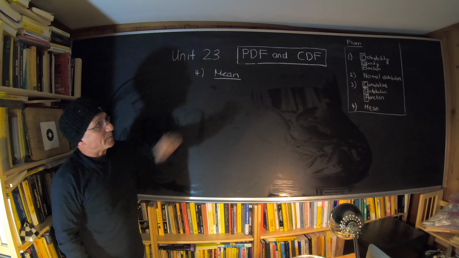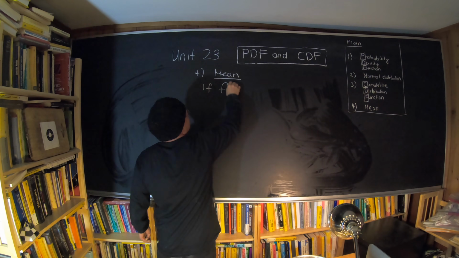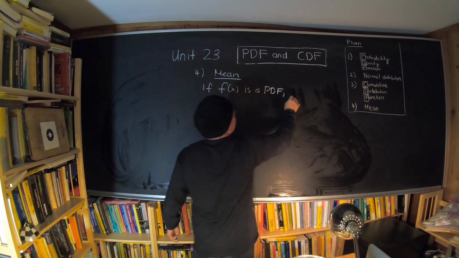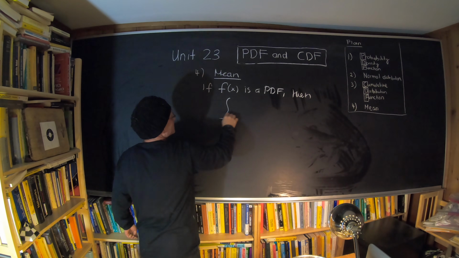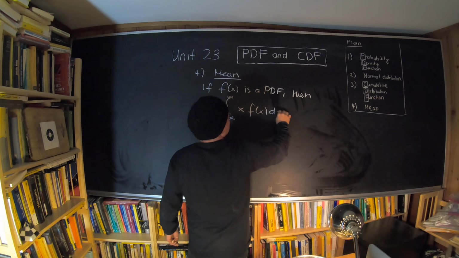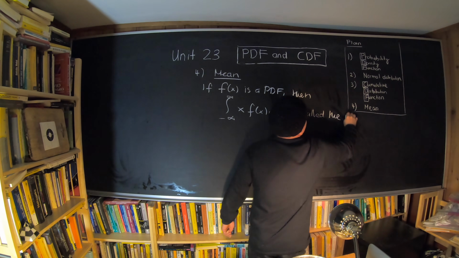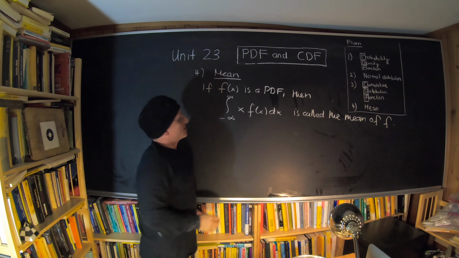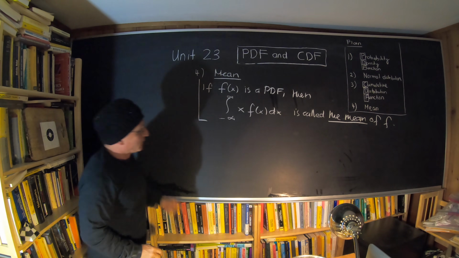So if a probability density function is given, a distribution is given, then we have an improper integral from minus infinity to infinity of x times f of x dx, which is called the mean. The mean of this distribution.